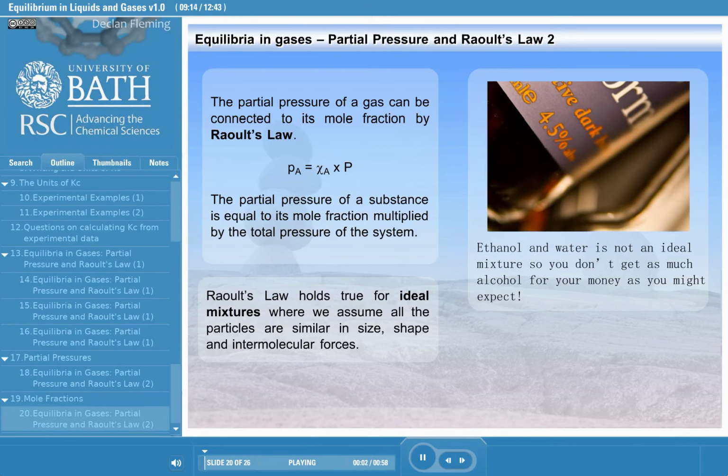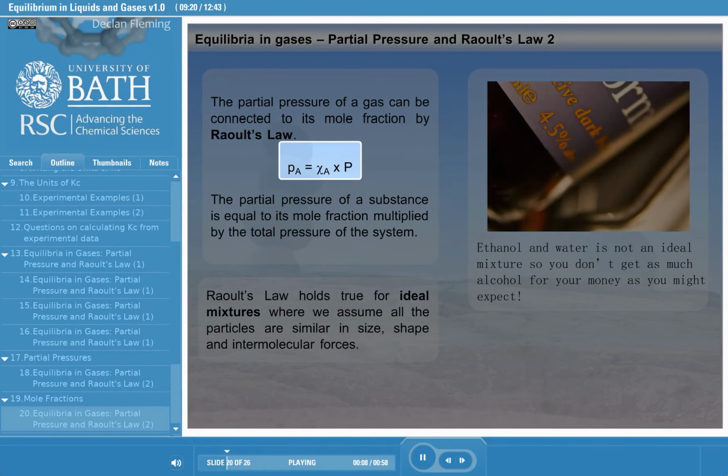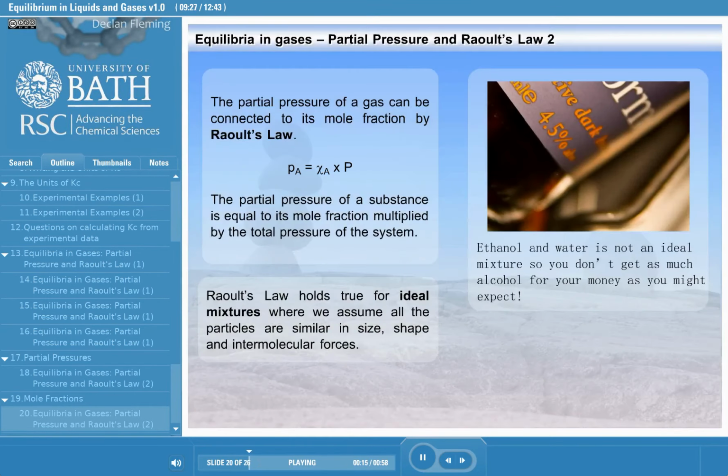The partial pressure of a gas can be connected to its mole fraction by Raoult's law. The partial pressure of a substance is equal to its mole fraction multiplied by the total pressure of the system. Raoult's law holds true for ideal mixtures. Here we assume that all the particles are similar in size, shape and intermolecular forces. This makes sense if you think about our previous examples. There, half the particles were red, giving us a mole fraction of 0.5. In other words, we were saying that the partial pressure is half of the total pressure.